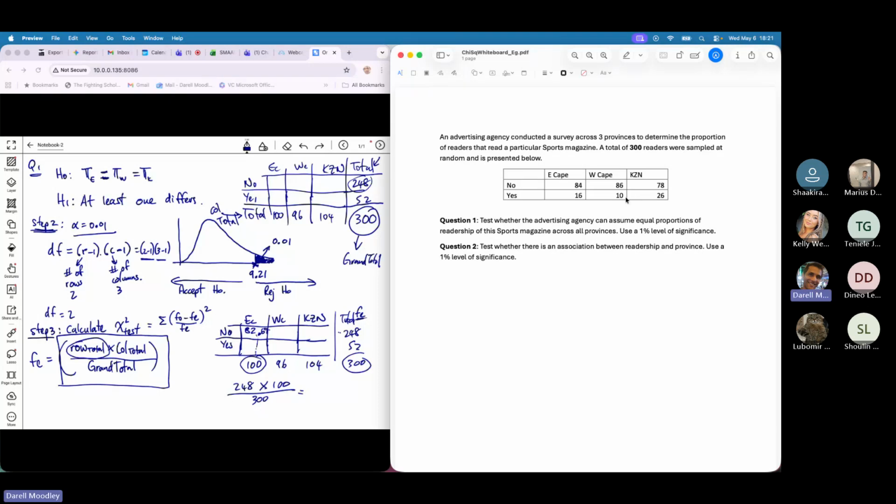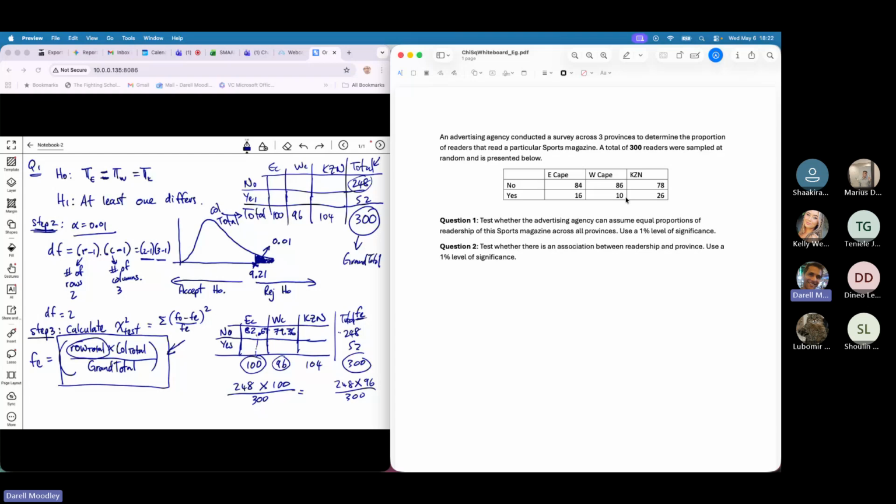Let's do the next one, for Western Cape and no. We're going to use the same formula: row total times column total over grand total. Here its row total is 248, times its column total, which is 96, all over the grand total, which is 300. If you work that out, you get 79.36.